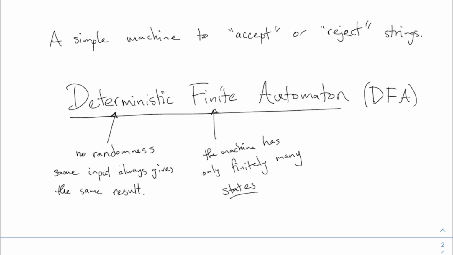The machine can only be in finitely many different states. Like a light bulb has two possible states. It can be on or off. Your computer has many, many possible states that it could be in, but it is technically finite just because your computer has a finite amount of RAM in it or whatever, and there are technically only finitely many configurations it can be in. And then this word automaton just kind of means like a machine.